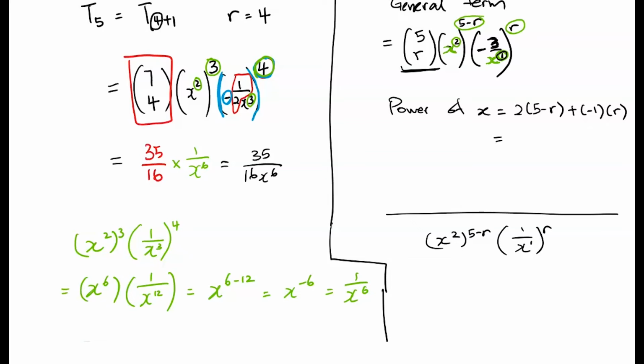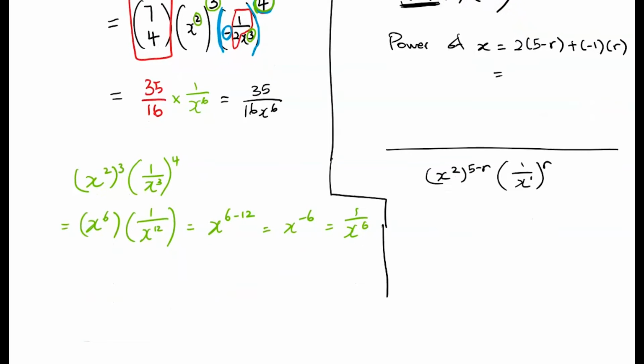Here we are only looking at x. We are not interested in the numbers like 5 choose r here, and we're also not interested in this -3. Okay? We only want to look at x. Let's see how we can simplify these powers of x here. I'm going to do it factor by factor. So the first factor, we have x to the power of 2, and that's further raised to the power of 5 minus r. From our laws of indices, we know that if we have x to the power of m to the power of n, this becomes x to the power of m times n. And that's what we're going to do here. So that gives me x to the power of 2 times 5 minus r.